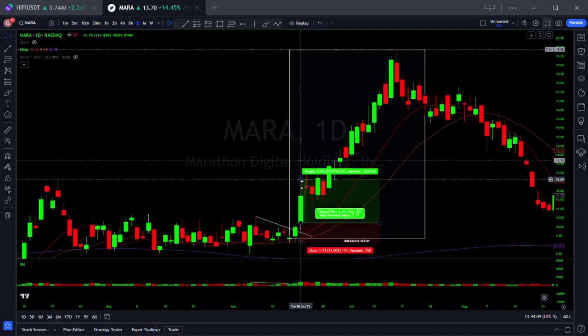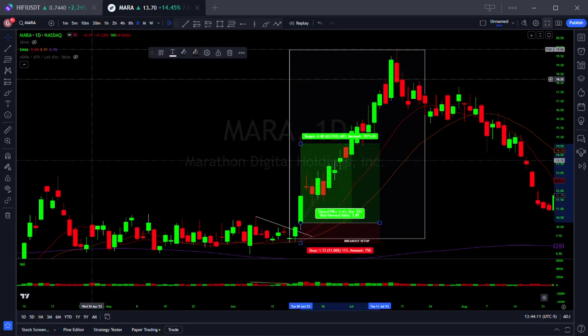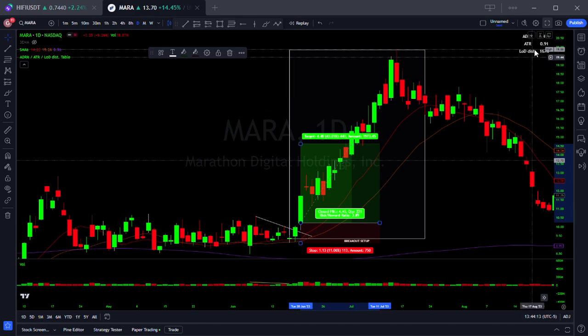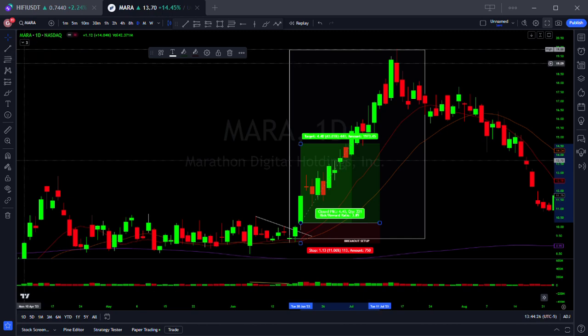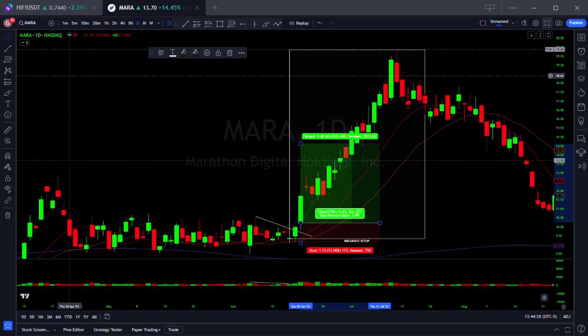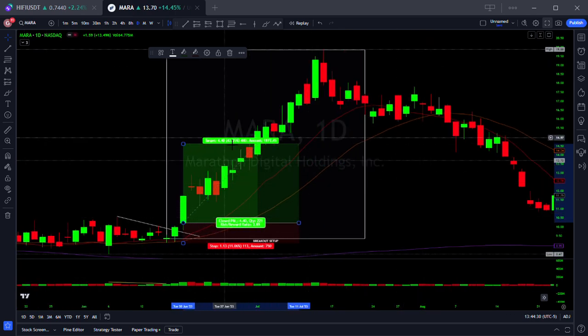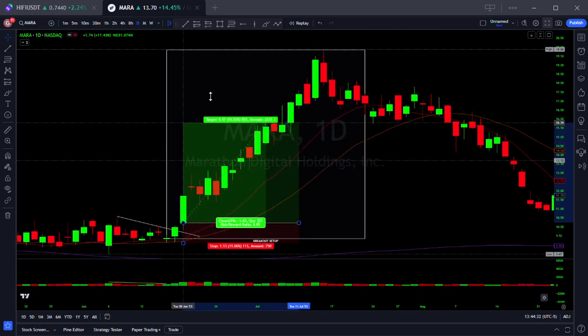Now I don't know what the ADR was prior. I can't actually even see it because this is blocking it. You guys can definitely see it. I'm not sure what it was, but usually I want my ADR to be above 4 to 5%. And this goes hand in hand with the ATR, the average true range. Usually you want that like 4 or 5. Anything above 4 or 5 is amazing.